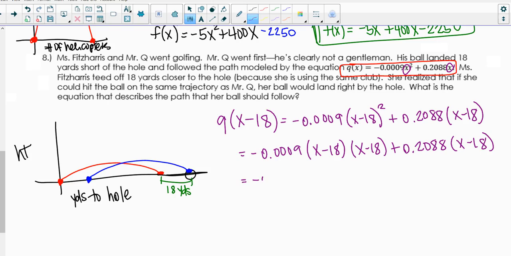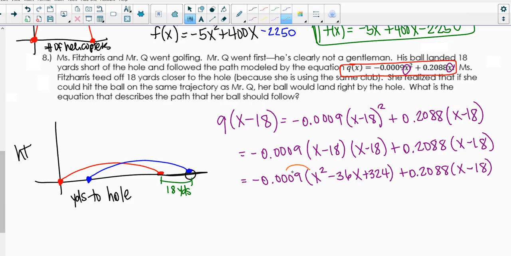So we end up with negative 0.0009. If we multiply that out, we get x squared. Negative 18 times negative 18 plus negative 18 is negative 36x. And 18 times 18 is 324. Plus, we'll just do all of our distributing at one point. You guys, the numbers are ugly here. The process is not difficult. Okay. So now I need to distribute this in. And I need to distribute this in. And then I'll clean it all up.